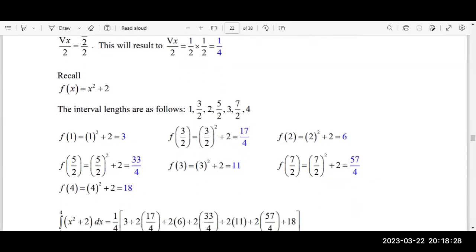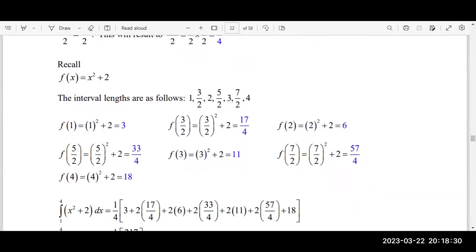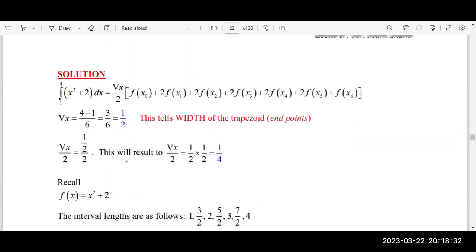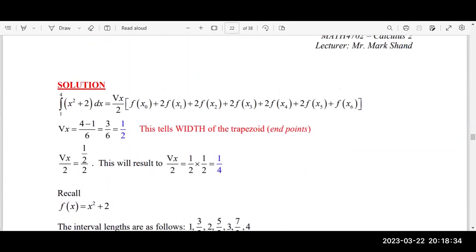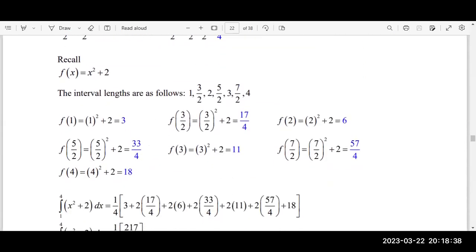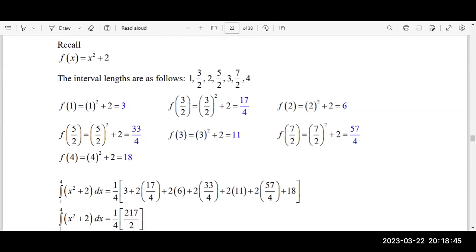So now, remember, I would have had my width over 2 here, which is what I calculated to give me one quarter. So we have my quarter here. Now I have the values of my ordinates here. Remember, the first and the last are not affected by the 2. Do you agree with that? Agreed, sir. Tell me why the first and the last are not affected by the 2, please.